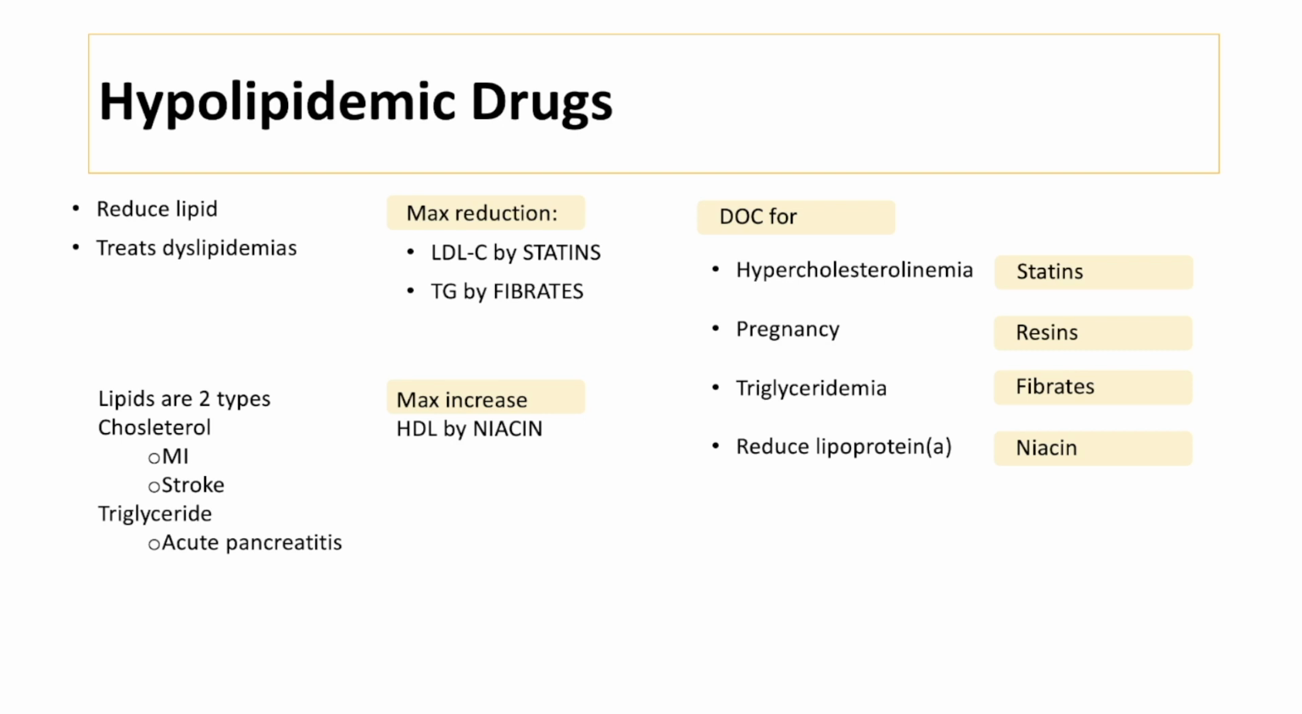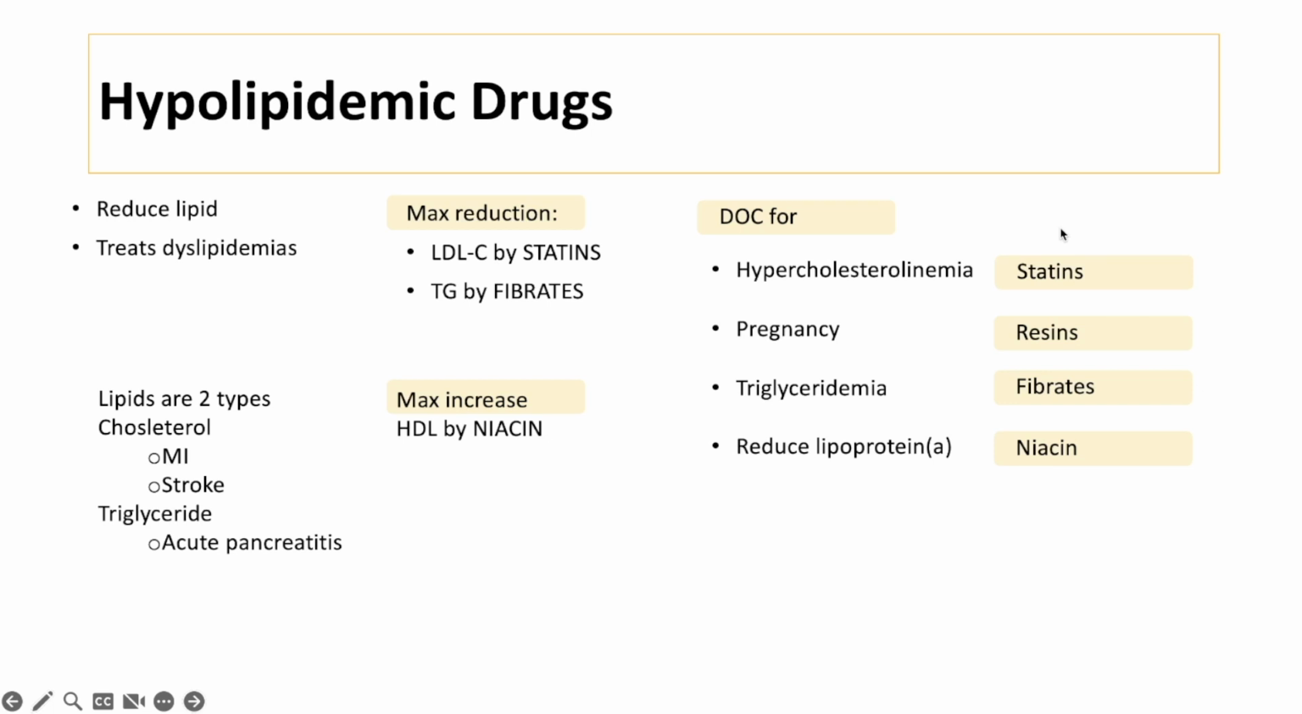So there are two types of lipids in the body, cholesterol and the triglycerides. Increased cholesterol in the body can increase the risk of MI and stroke, whereas triglycerides will increase the risk of acute pancreatitis. The maximum reduction in the LDL cholesterol is achieved by statins. Triglycerides will be maximally reduced by the fibrates. The maximum increase in the HDL, the so-called good cholesterol, is achieved by niacin.